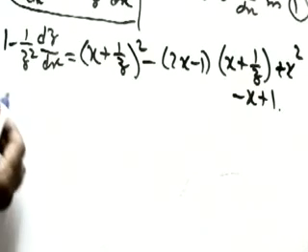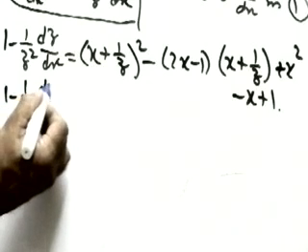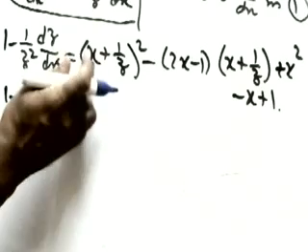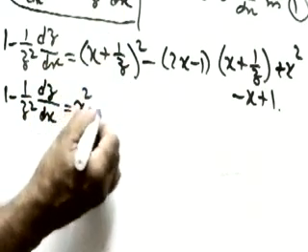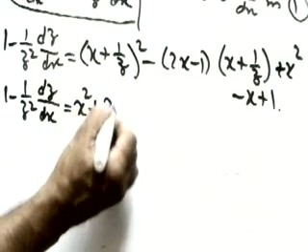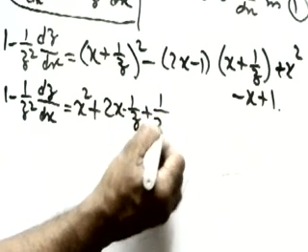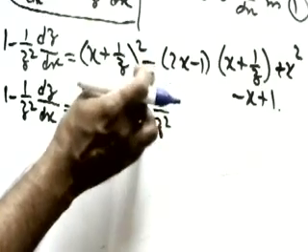So let me solve this one. See here, I am writing this as it is. 1 minus 1 by z square dz by dx. Now you expand this one, (a plus b) whole square will be a square plus 2ab, 2x into 1 by z plus b square, means 1 by z square. Now the next step is what we have to do.